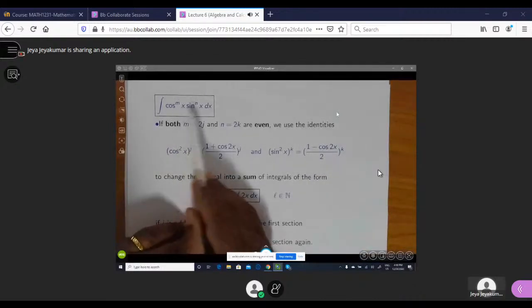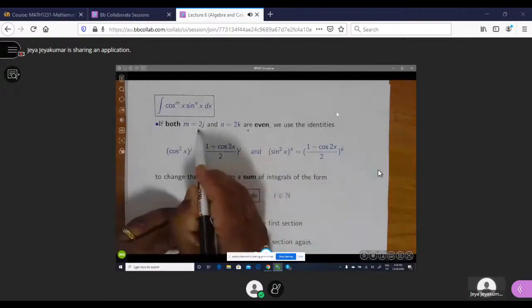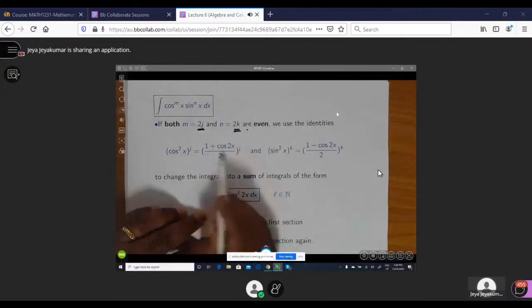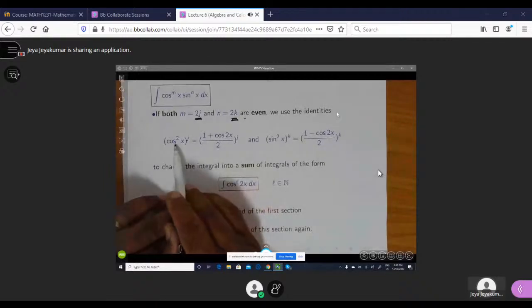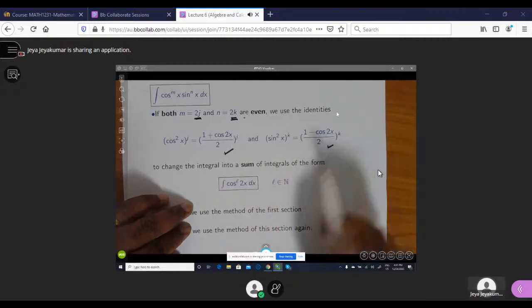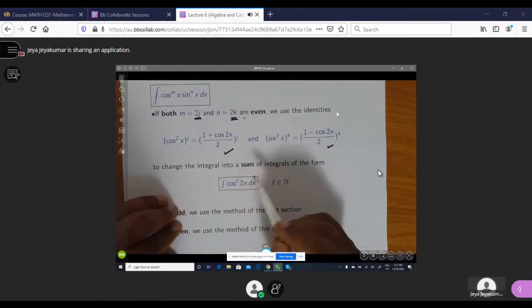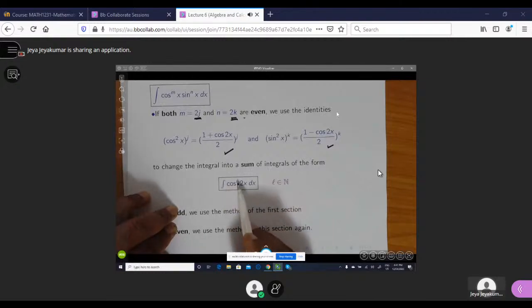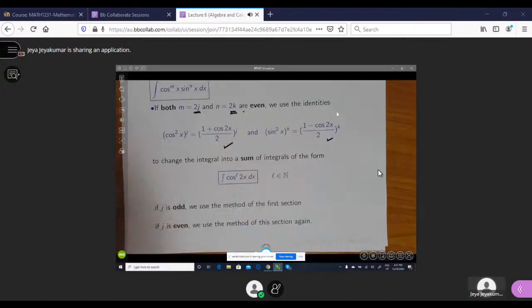Now, if both m and n are even, so m equals 2j and n equals 2k, both are even, then we can use this identity: cosine squared x is 1 plus cosine 2x on 2, as I did before, which gives you the powers of cosine, and sine squared x is 1 minus cosine 2x on 2. Then you change the integral into a sum of integrals of the form cosine to some power of 2x, using the half angle formula. That's what I have done in the past two examples, okay?